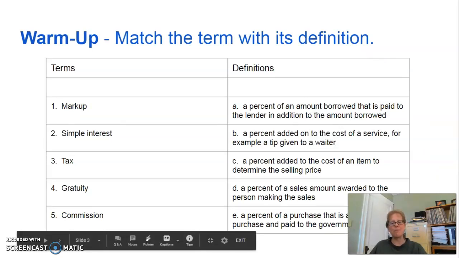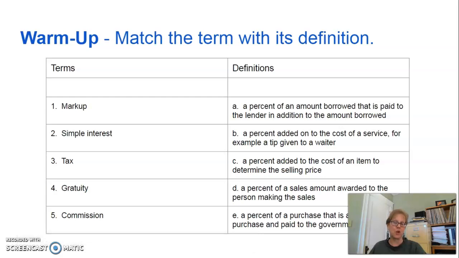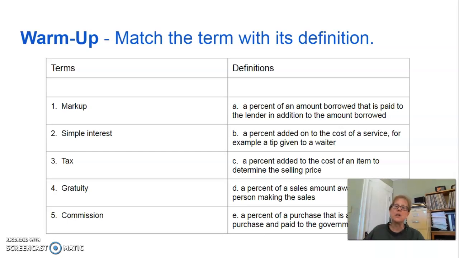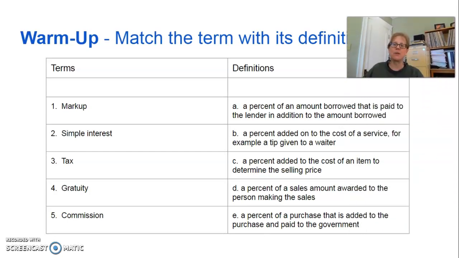All right, so today's warm up might look a little bit more like language arts, and I'm going to move my picture up so you can see these, but really the instruction is to match the term with its definition. So on your paper, just write 1 through 5, and all you really need to do is write the correct letter next to the number. All right, so pause the video, give this a shot, and then when you're ready, we'll come back and you can see if you got the answers correct.